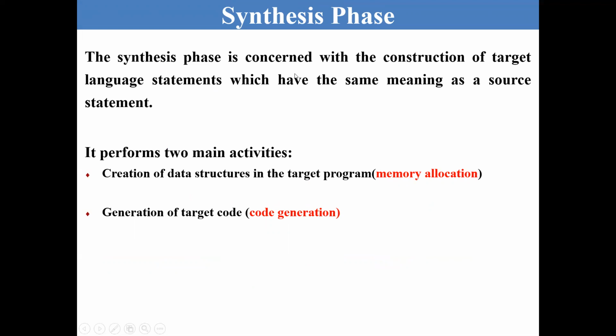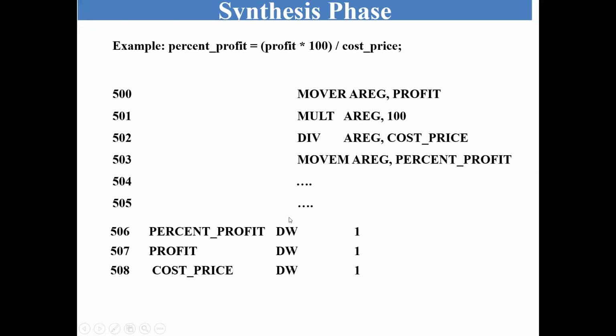So the synthesis phase is concerned with the construction of target language statements which have the same meaning as a source statement. So what are the two main activities? One is creation of data structures in the target program, that is memory allocation. And the second one is generation of target code, that is code generation.